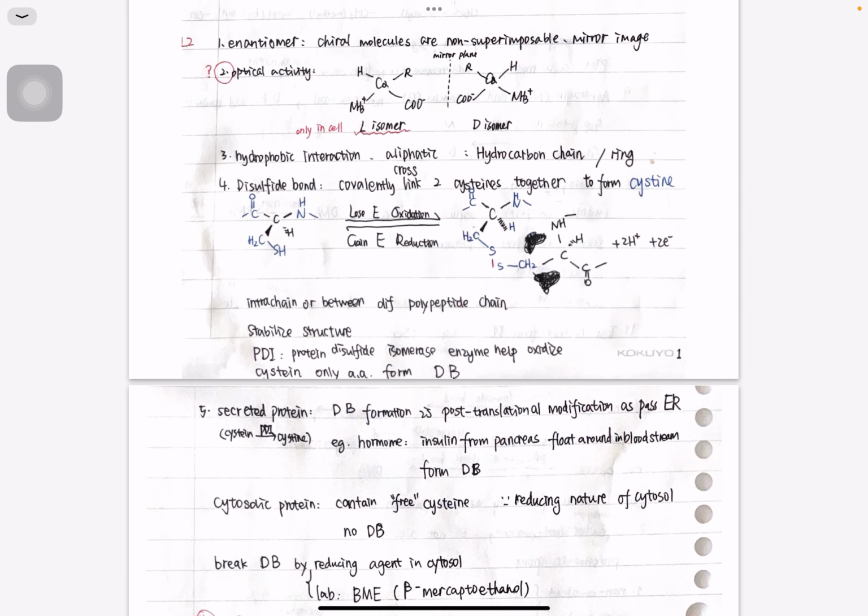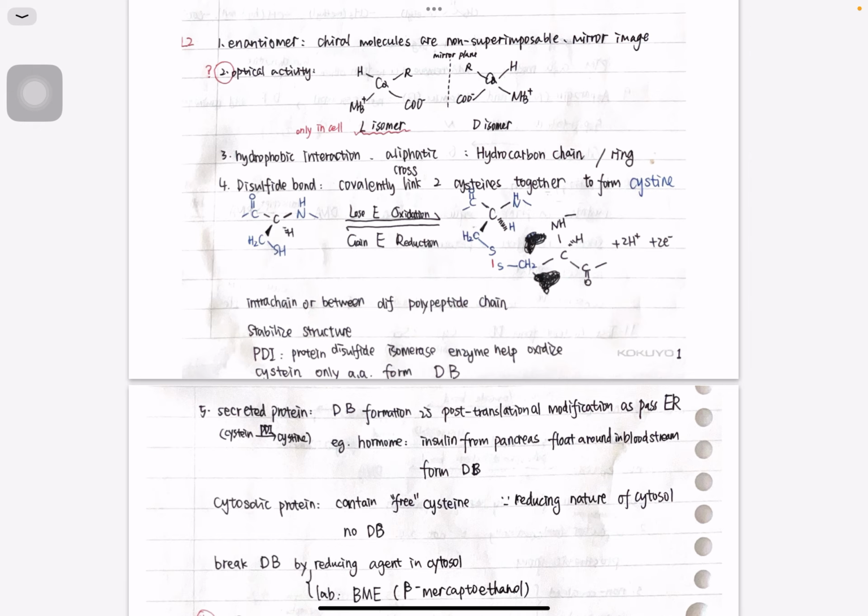And there's a little tip to remember, LEO the lion says GER: if you lose electrons, that is an oxidation reaction. If you gain electrons, that is a reduction reaction. So from two cysteines to cystine, you lose electrons and form the disulfide bond, so this is an oxidation reaction. If you want to go from one cystine to two cysteines, you gain electrons and break the disulfide bond, and this is a reduction reaction.